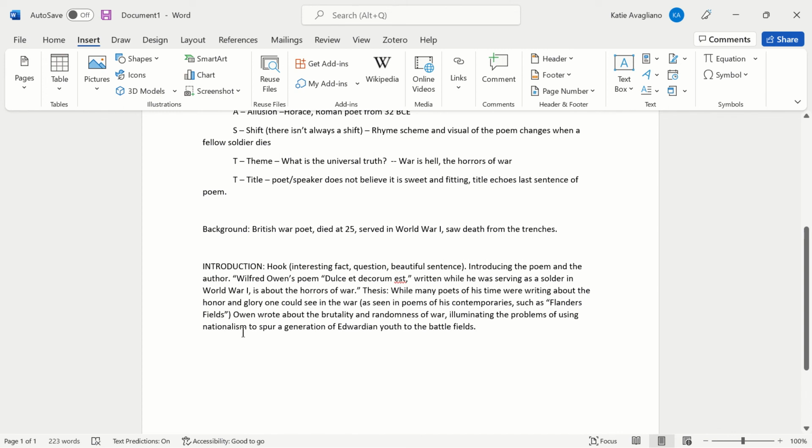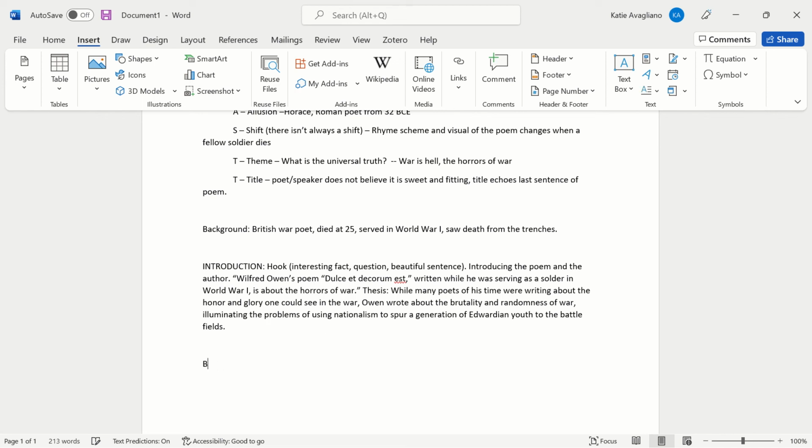While many poets of his time were writing about the honor and glory one could see in the war, as seen in poems of his contemporaries such as Flanders Fields, I don't know if you actually need this part. We can talk about the poems of his contemporaries in an introductory paragraph, or in the first body paragraph if we want to, but maybe we don't need it in the thesis. While many poets of his time were writing about the honor and glory one could see in the war, Owen wrote about the brutality and randomness of war, illuminating the problems of using nationalism to spur a generation of Edwardian youth to the battlefields. Okay, so a good thesis should act as a roadmap. And this is what my roadmap is telling me is going to happen in the next body paragraphs.